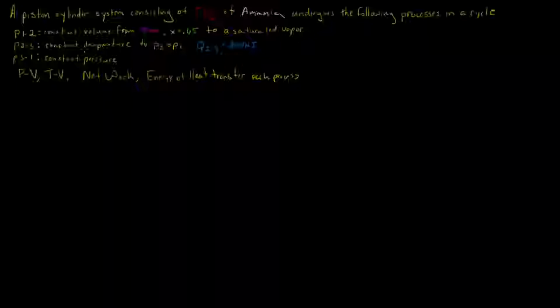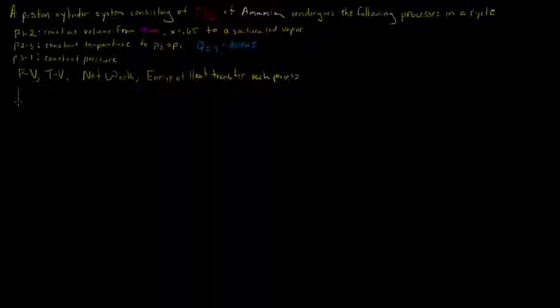Process 2 to 3 is a constant temperature process where P3, our pressure at state 3, is going to equal our pressure at state 1. And we're told that for this process, the energy for heat transfer is 204 kilojoules. And then finally, process 3 back to 1 is a constant pressure process. And what we're asked to do is find the PV and TV diagrams, the net work of the entire cycle, and the energy of the heat transfer for each process.